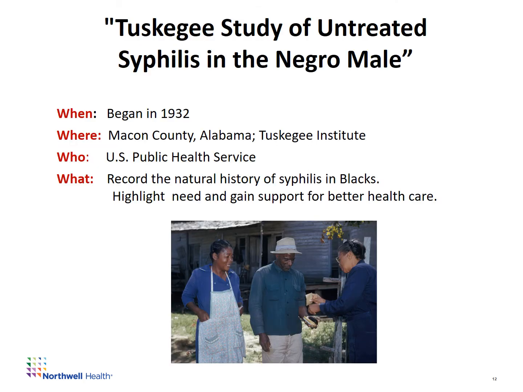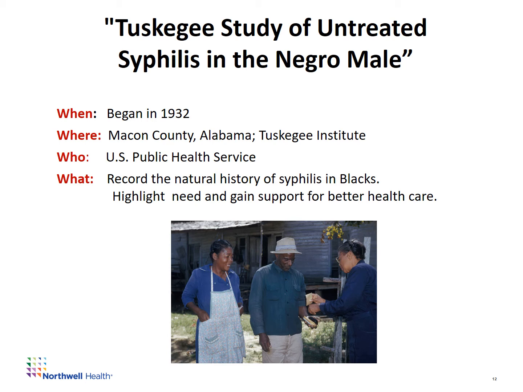The study was named Tuskegee Study of Untreated Syphilis in the Negro Male, also known simply as the Tuskegee Study. It took place in Macon County, Alabama, on the campus of the Tuskegee Institute and was started in 1932. It was supported by the U.S. Public Health Service. The intent of the study was to record the natural history of syphilis in blacks.